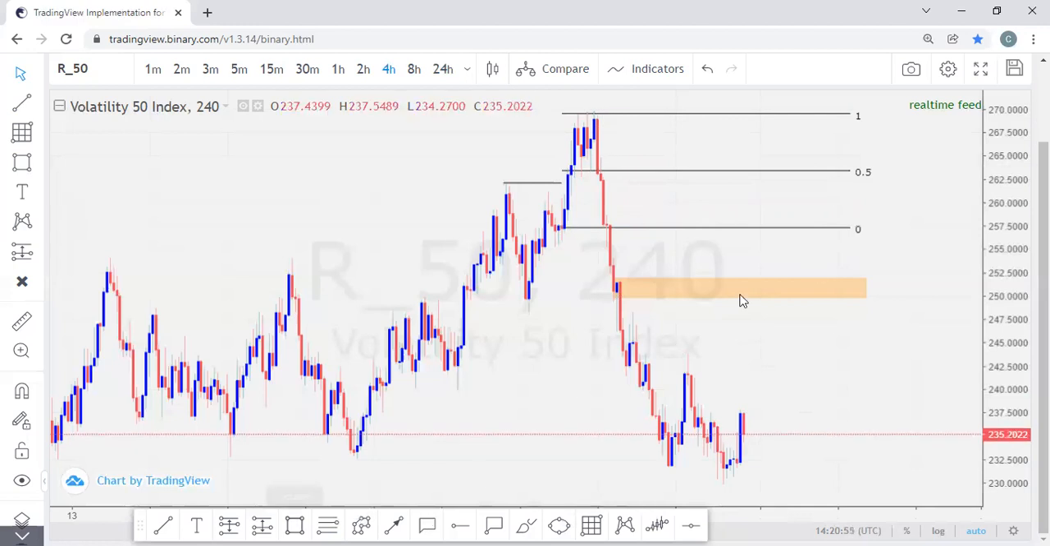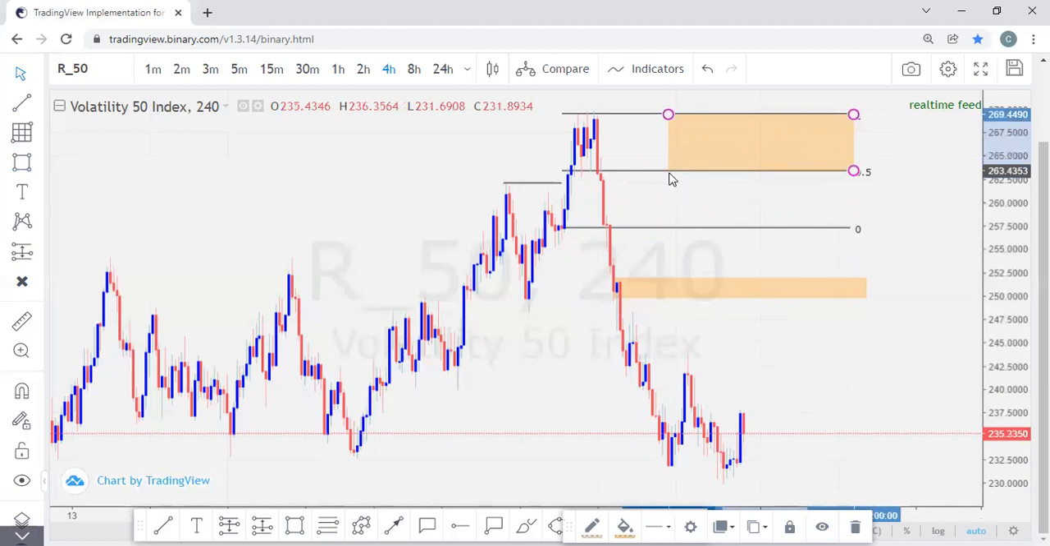If I see a kind of redistribution here, I will sell. But my major point of interest is here. This is a supply zone, and this supply zone broke structure. So I'm looking to sell inside this zone. This is my area of interest. I will wait to sell here. If I have a BOS here, I can just take a buy.